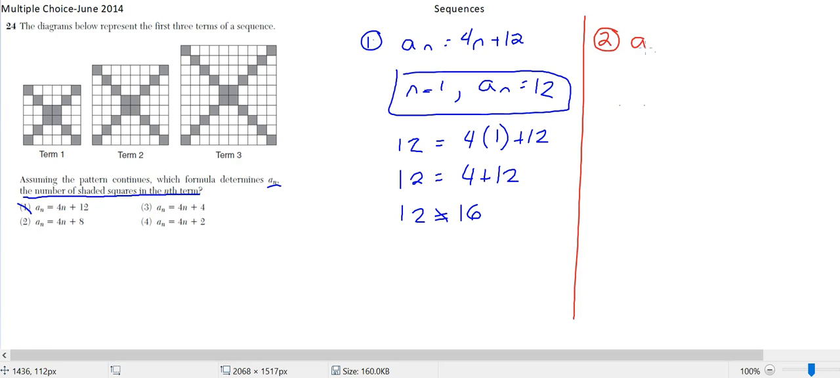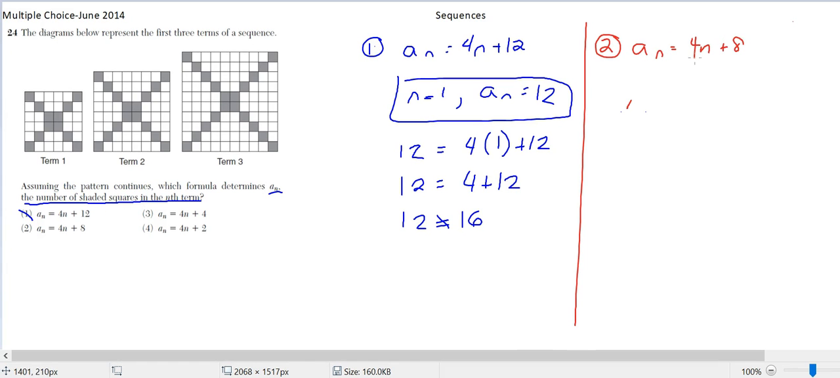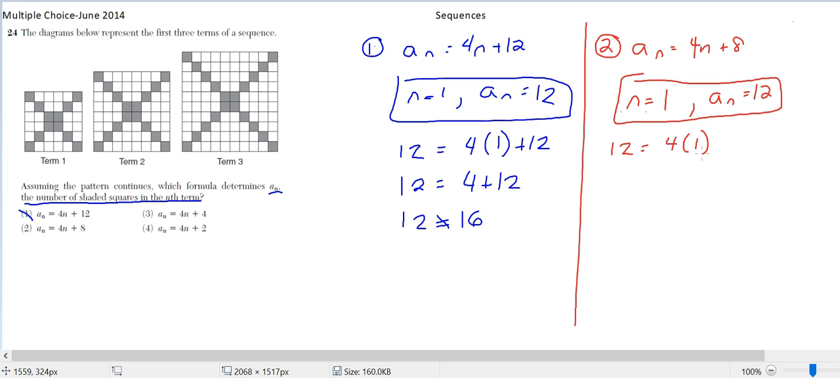Choice 2 says a sub n is equal to 4n plus 8. And again, we're solving this at n equals 1. A sub n is equal to 12, and we want to see, does this equation hold true? Is 12 equal to 4 times 1 plus 8? Is 12 equal to 4 plus 8? 4 plus 8 is 12, and 12 is equal to 12. So far, this equation holds true. We have to try this for term 2 and for term 3 as well.